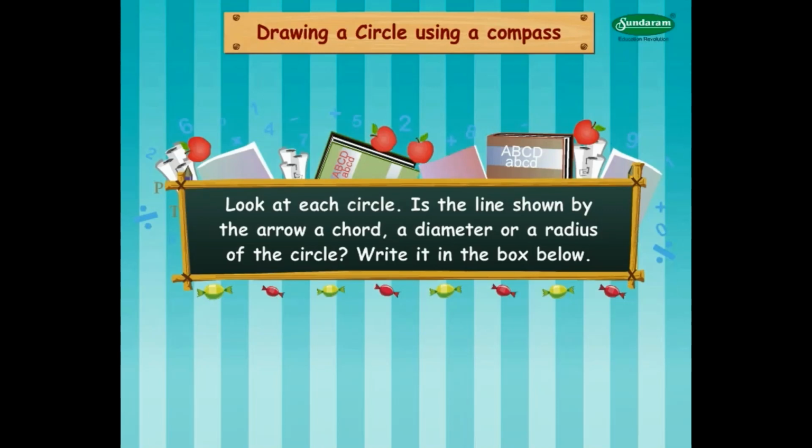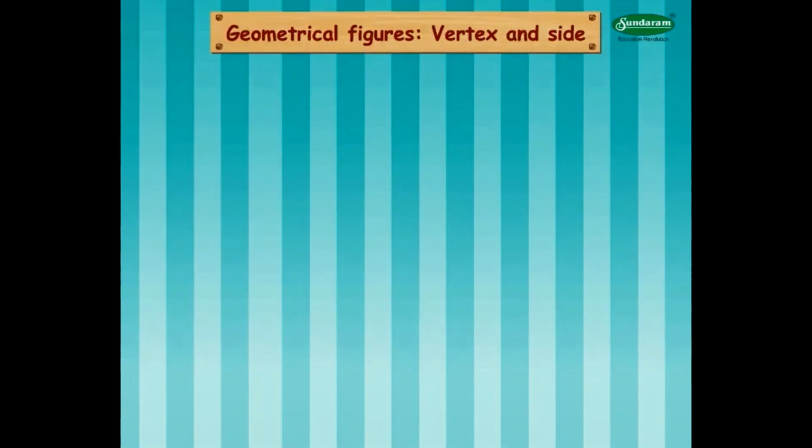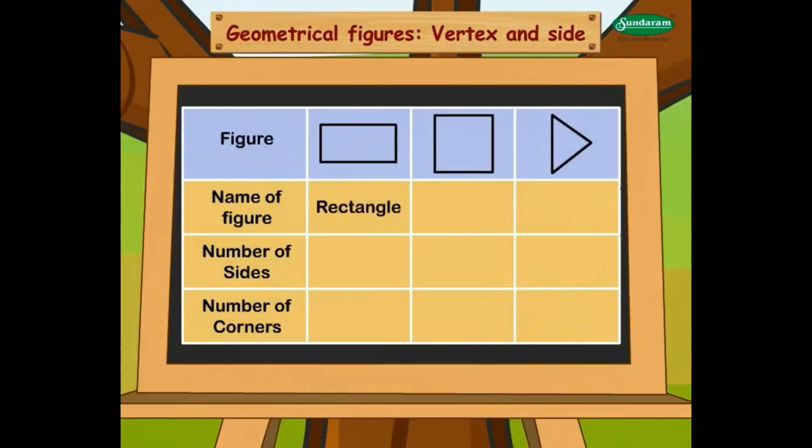Geometrical figures, vertex and side. Observe the figure and complete the table below. This is a rectangle. It has 4 sides. It has 4 corners. This is a square. It has 4 sides and 4 corners. This is a triangle. It has 3 sides and 3 corners.